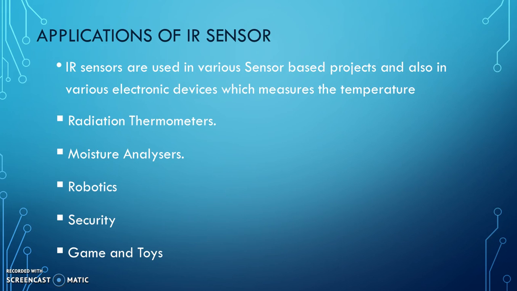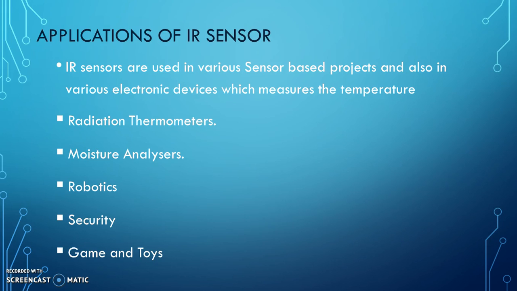Then applications of the IR sensor. IR sensors are used in various sensor-based projects and also in various electronic devices which measure the temperature. First one is the radiation thermometer. IR sensors are used in a radiation thermometer to measure the temperature depending upon the temperature and the material of the object, and these thermometers have some of the following features, that is measurement without direct contact with the object, faster response, easy pattern measurement.